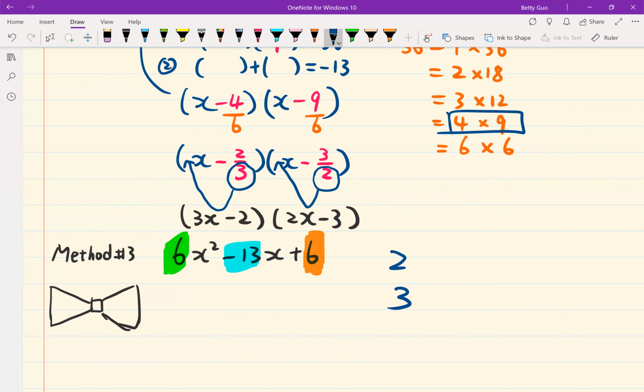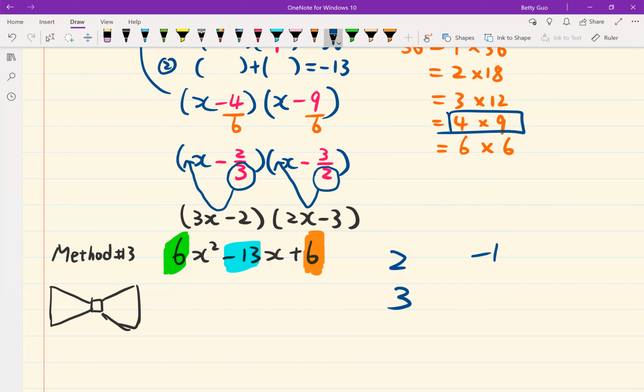So this is the first step. Find the 2 numbers whose product is the leading coefficient, and put them vertically like this. Second step, find the 2 numbers whose product is the constant term. The constant term here is 6. That is a coincidence. Sometimes A and C don't have to be the same. In this case, they are the same.